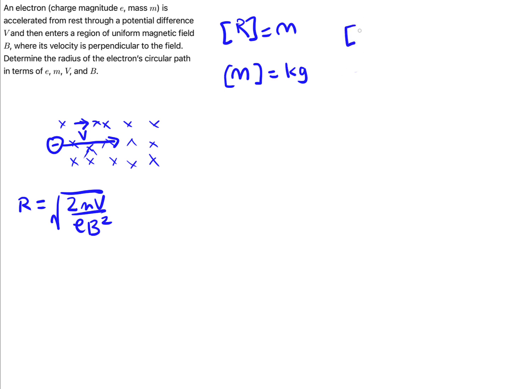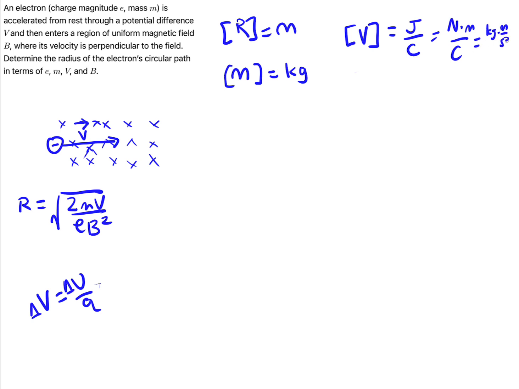The units of V: this is the electric potential difference. And recall that the electric potential difference is defined as the electric potential energy divided by the charge q, which has units of joules per coulomb. And the joule is really a Newton times a meter. If you remember the definition of work, it's just Newton times meter. And a Newton can further be simplified as a kilogram times meters per second squared.